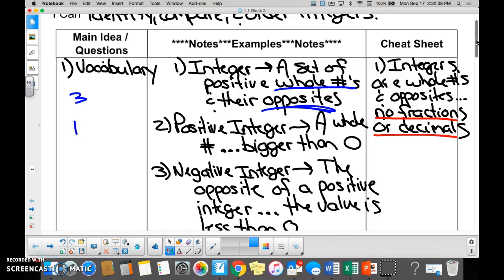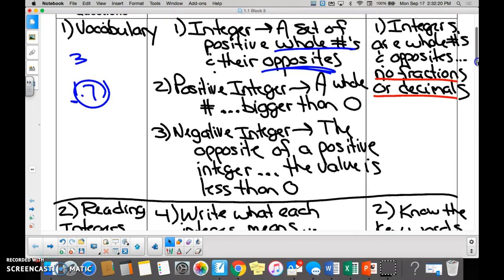What is the opposite of 3, everybody? -3. Is 1 7/10 an integer? No, because it is not a whole number. It is a whole number and then part of a whole. The 0.7 is part of a whole, right? Yes. Positive integers and negative integers would just be numbers above 0 and below 0. We're going to move on to number 2.